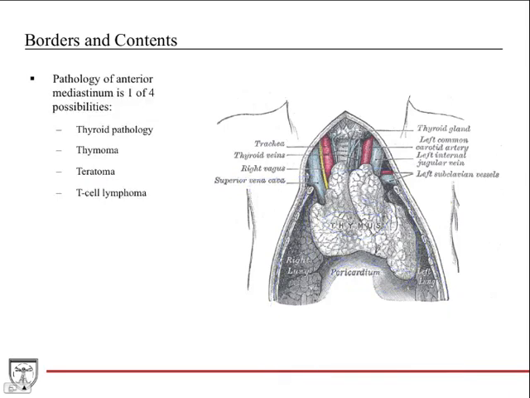So the pathology of the anterior mediastinum, this is a good rule of pathology, remember, is that it's one of four possibilities. So it's one of these four things, okay? Thyroid pathology can be one thing that's found. A thymoma, which would be a mass in the thymus here. A teratoma, which is another type of tumor that can occur here in the anterior part of the mediastinum. These can get fairly large. Thymoma is also important to be aware of because it can be associated with myasthenia gravis. And then what's really important, especially in children, is T-cell lymphoma. You can have a T-cell lymphoma in the anterior mediastinum.